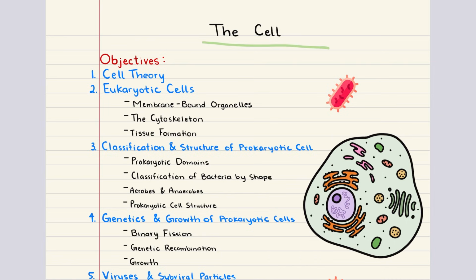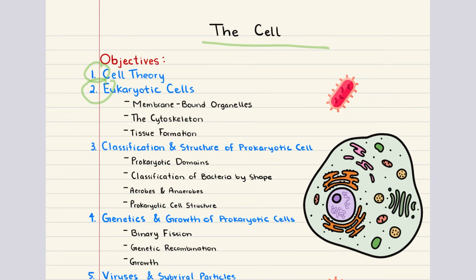In this chapter, we'll be covering the following objectives. First, we'll start with cell theory, which is a set of principles that define what a cell is and how it relates to life itself. These foundational ideas are essential to everything else we'll learn in biology. Next, we'll focus on eukaryotic cells. These are the types of cells that make up plants, animals, fungi, and protists.